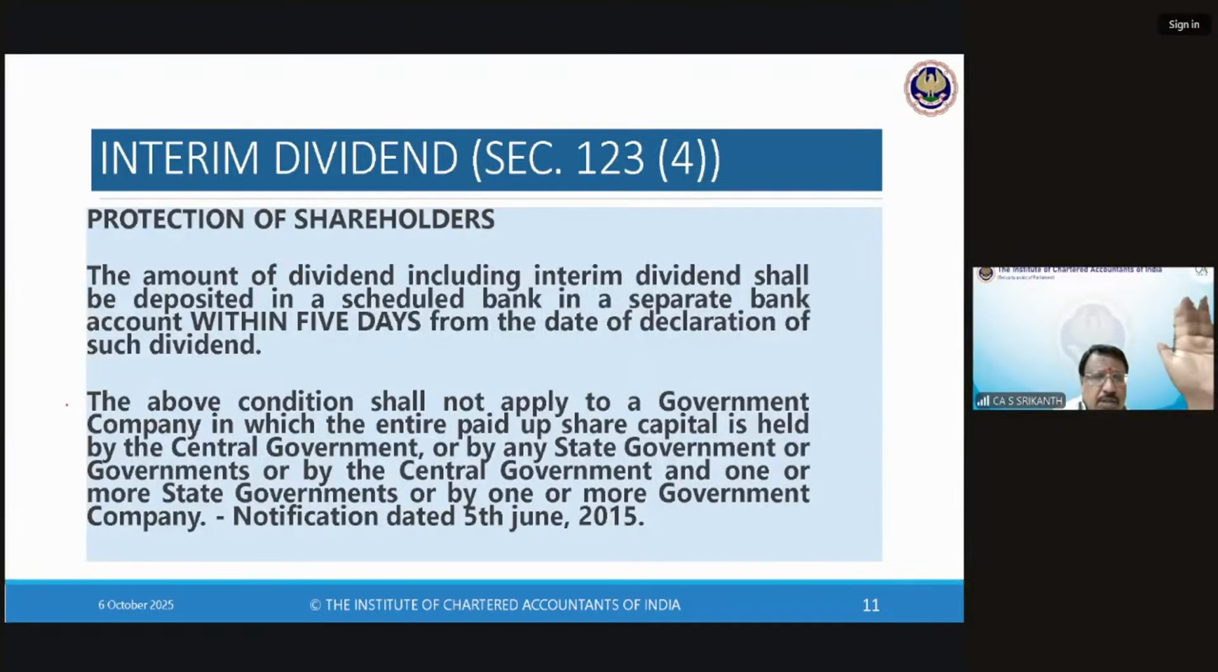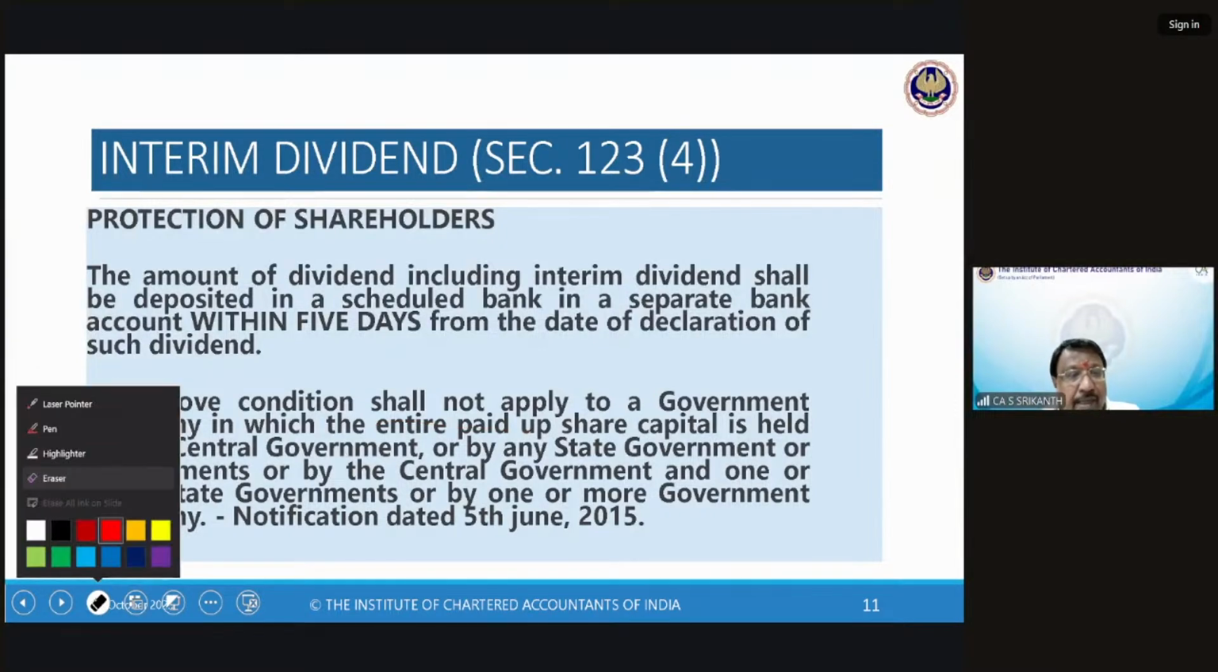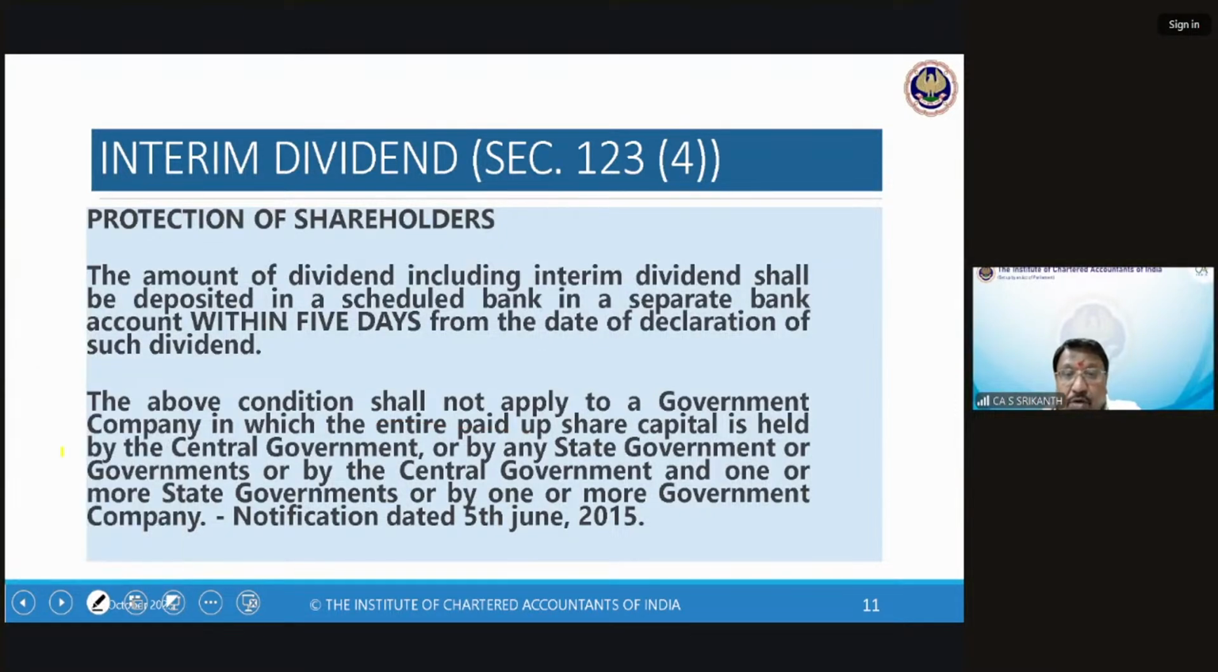This is the only exception: a government company, where the entire paid up share capital is held by the central government or by any state government or governments, or by the central government and state governments. Entire share capital. Please note it. See, these are small things that you have to note. Entire.